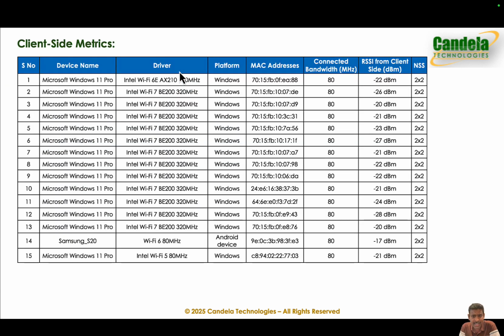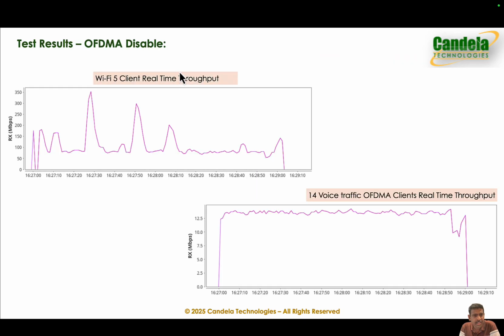So these were the client side metrics that were captured just to confirm that all the clients connected at 80 megahertz, and then the RSSI that was seen at all the clients, and they are all 2x2 clients, right? So here are the results with OFDMA disabled on the AP. We did have a knob on the ASUS AP to enable or disable OFDMA.